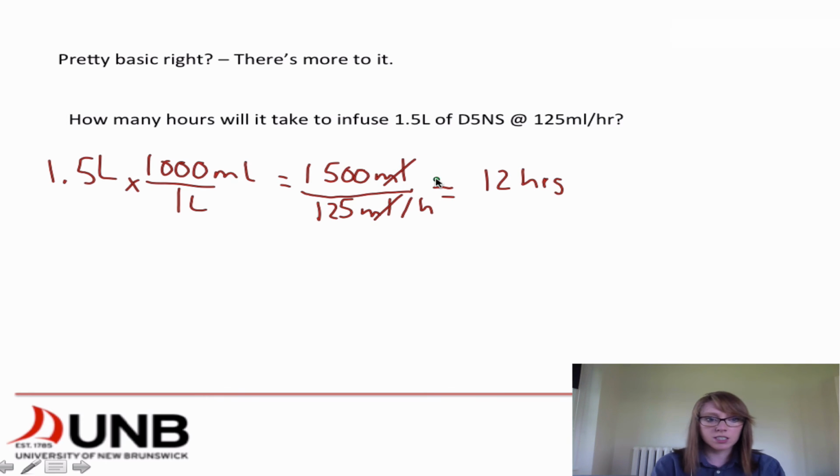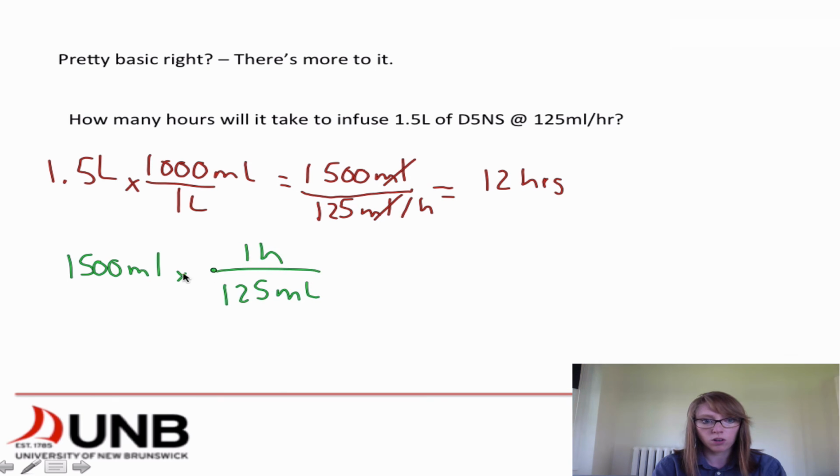The other way to write this down is we know 1,500. If you're a little bit more visual, I'm a little bit more visual, so I definitely understand. So then we have 125 mils per 1 hour. So then you can just cross out your units. And again, you'll find that this is going to be running for 12 hours to get the full 1.5 liters.